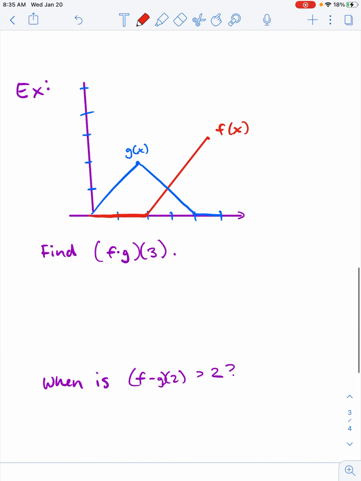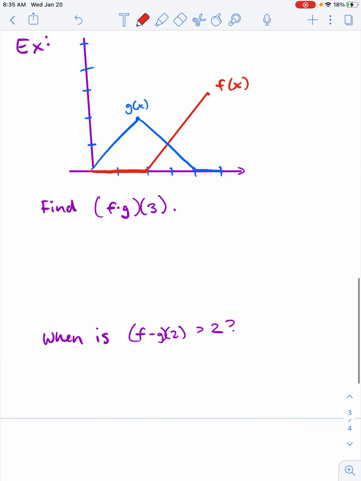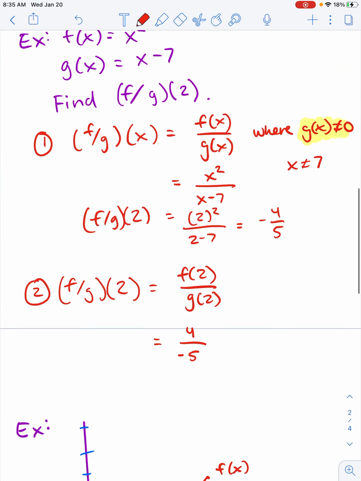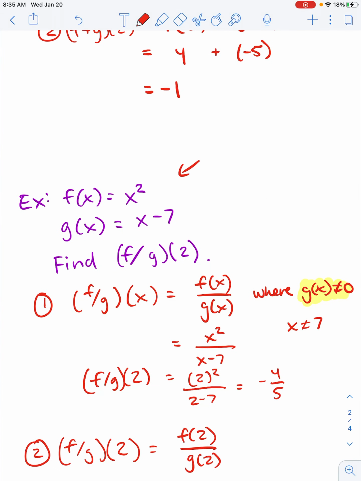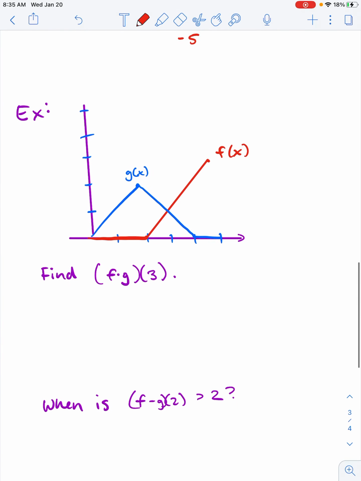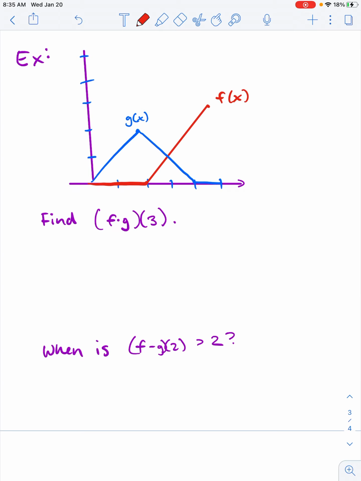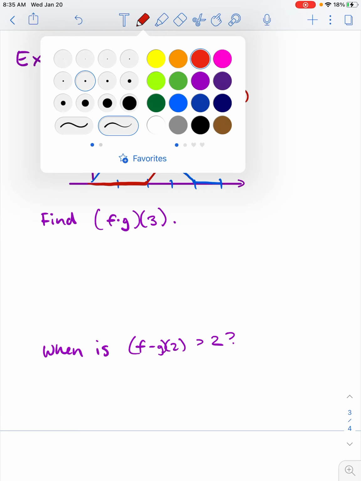A second type of problem that you might see with respect to function operations is one where you're not given an equation, you're just given a graph. So in these ones, I had equations. This one, I just give you the graph. And we still need to be able to solve things like find f times g of 3.